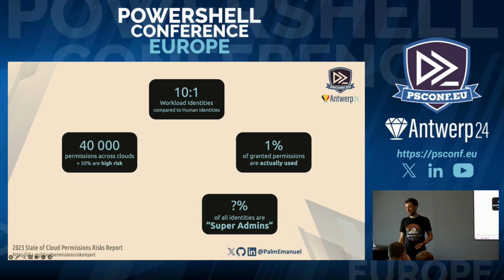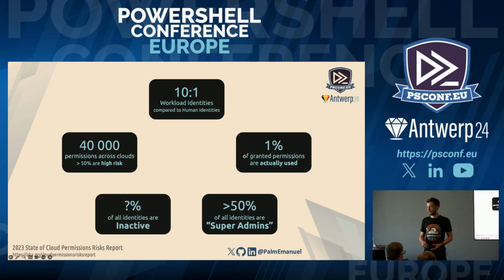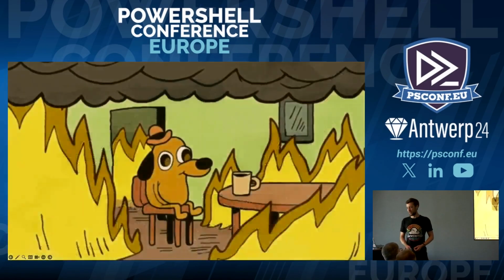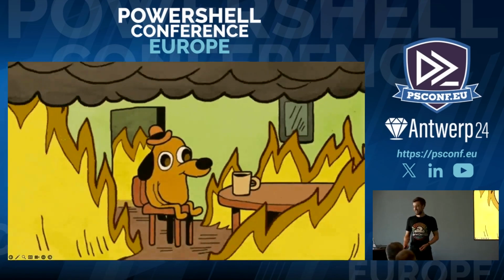which is great, right? What percentage of identities are super admins? 80? 50? Good guess. We have slightly above 50% of all identities that are considered super admins, being able to control or take over large parts of our environment. And then finally, how many of these identities do you think are inactive, not having been used for 90 days? 60% of them. So I would say this is the state of cloud permissions today.